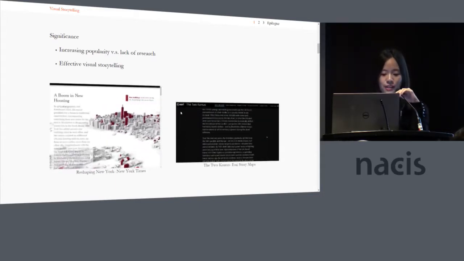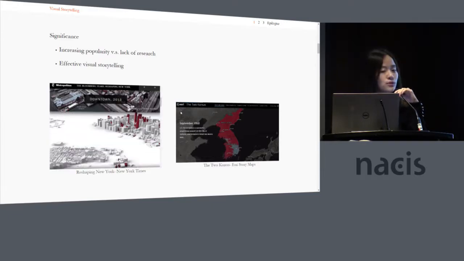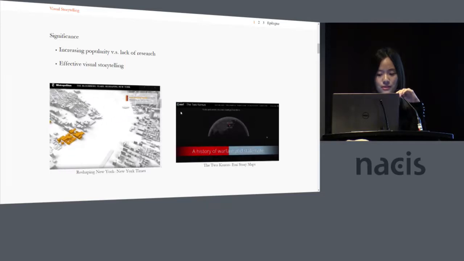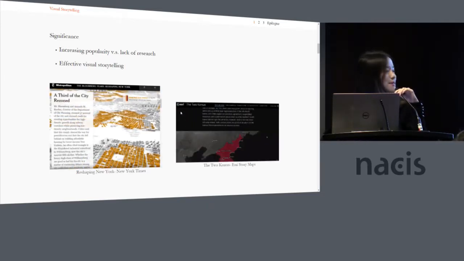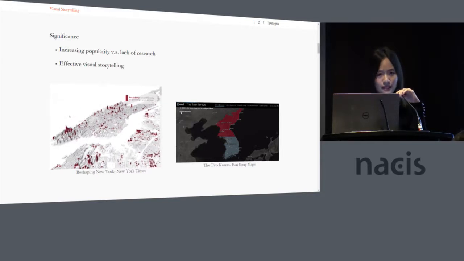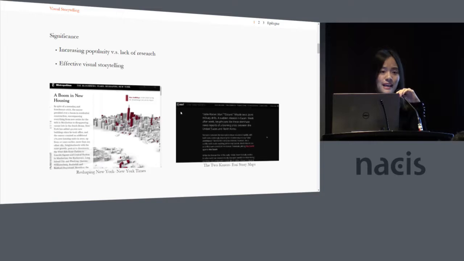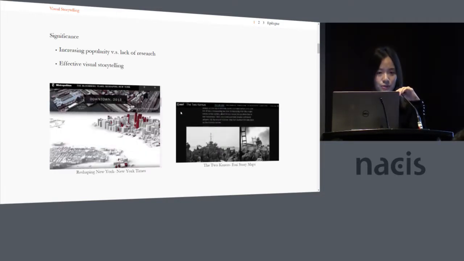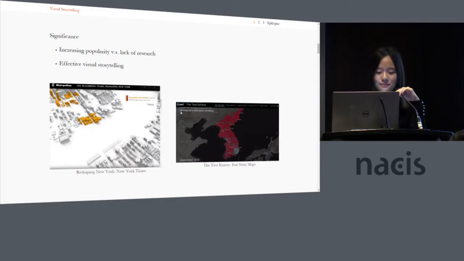News organizations like the New York Times embed text, maps, and graphics in their news stories. Companies like Esri provide platforms for their users to tell their own spatial stories. Compared with this increasing popularity, there's actually a lack of research on this topic, especially on how to design effective visual stories. Do the readers really like the story they see? Do the readers really understand them? And do the readers really memorize them?